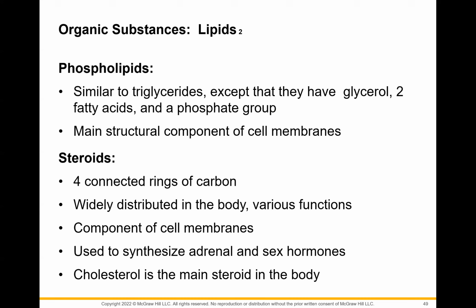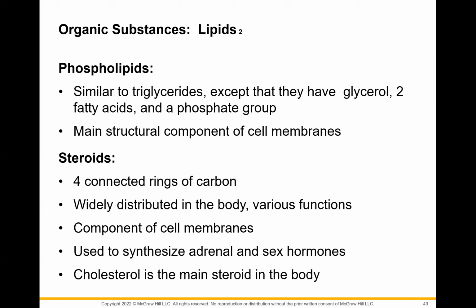Now, another example of a lipid is actually a steroid. A steroid kind of goes into its own group. And what we end up seeing is that there are 4 connected rings that are made up of carbon. And they have various functions, but they're usually used as a main component in the body in terms of cholesterol. Sometimes it can actually be used in the cell membrane to help with rigidity, to make sure that there's a little bit more structure and stability within the cell membrane. But they can also be used hormonally as well.